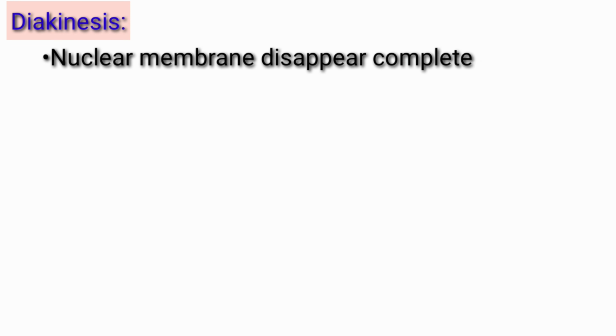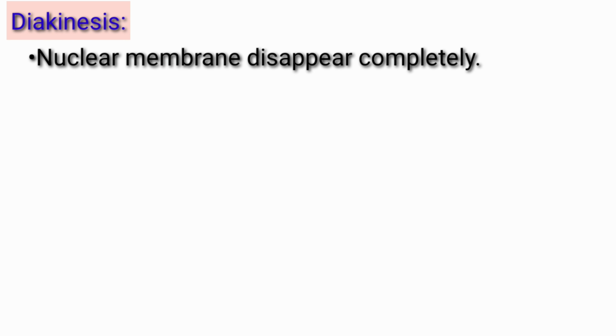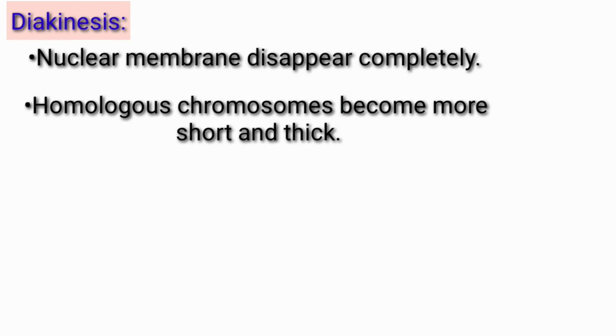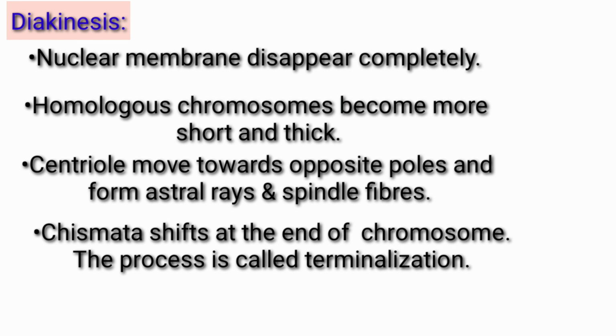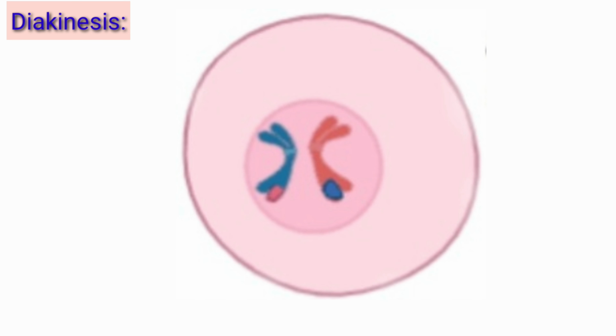Now see the last or fifth stage of prophase 1, known as diakinesis. In this stage, the nuclear membrane disappears completely. The homologous chromosomes become more short and thick. Centrioles move towards opposite poles and form asters and spindle fibers. The chiasmata shift to the end of the chromosome. This process is called terminalization. This is the diagram of the diakinesis stage where the terminalization occurs.